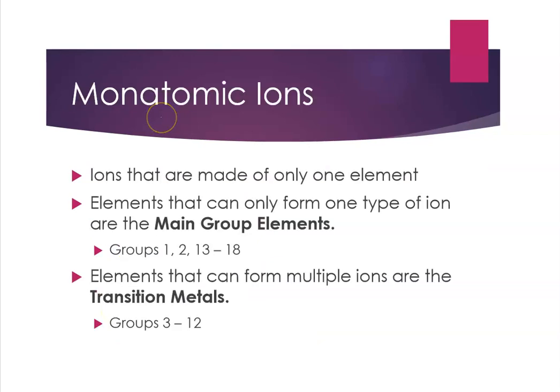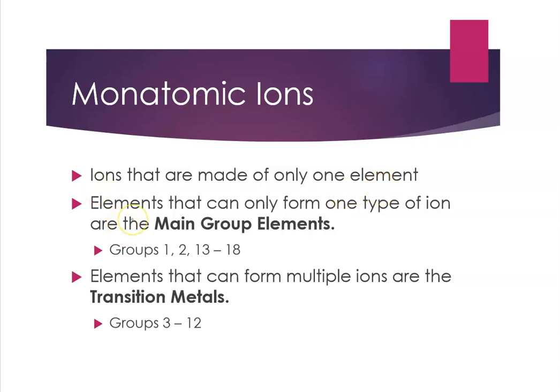Okay, we have two different types of ions that we can talk about. We have what are called monatomic ions and polyatomic ions, the root of both of these words being atom. Mono means one, so monatomic means that's an ion that is made of one atom. All right, so this ion is made up of only one type of element.